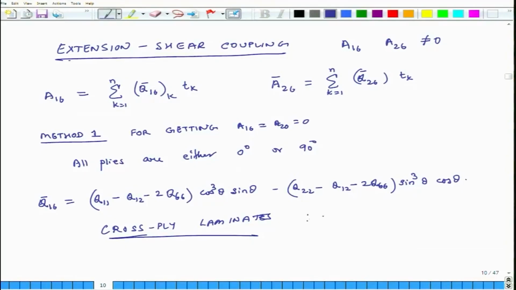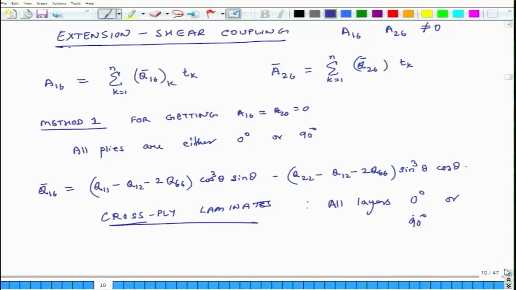So, in cross ply laminates all layers are either 0 degrees or 90 degrees. Okay. These are cross ply laminates. You can also have a unidirectional system where all layers are 0 degrees. Okay. That is also there. So, this is the first method.